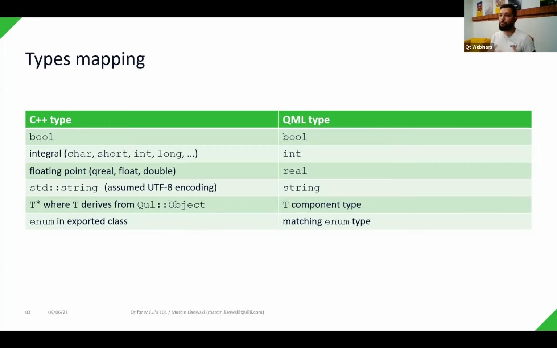The T pointers, sorry, will become T types on the QML side. So if you are going to expose some class that is called, for example, my class, and you are exposing a T pointer, so my class pointer, it will become just a QML component, my class. Simple as that. And the enum is just an enum.